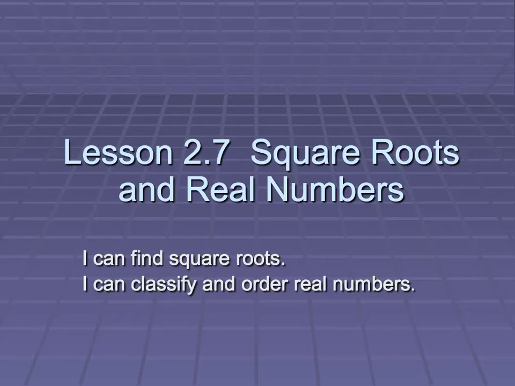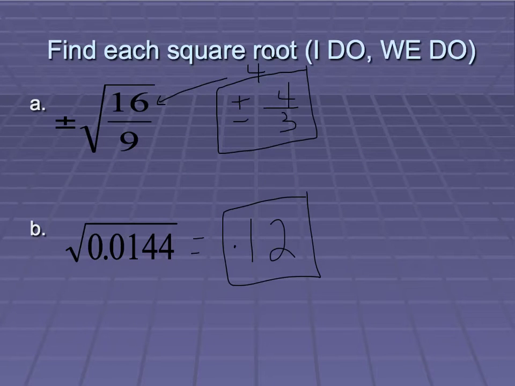In this lesson, you will learn about square roots, and then we're going to classify and order real numbers. Okay, so if we look at the first one, you'll see that you have the square root of 16 over 9. The opposite of the square root is squaring. So if we have the number 16, 4 squared is 16. So the opposite, if we do the square root of 16, we would get 4. And if we do the square root of 9, we would get 3. The plus or minus here means positive or negative. So my answer is either positive or negative 4/3.